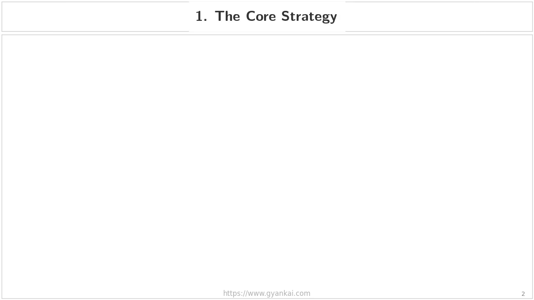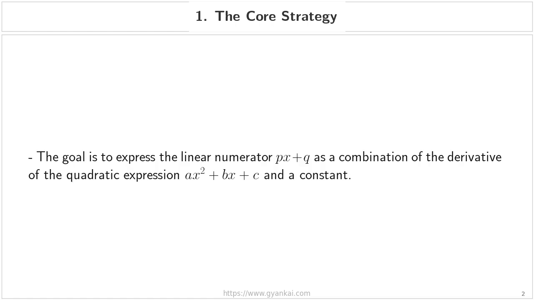1. The core strategy. Okay, so let's move on to slide 2, where we really get into the core strategy for tackling these integrals. As we discussed on the previous slide, the main difficulty arises because the numerator, px plus q, isn't a straightforward derivative of the expression inside the square root. Therefore, our goal here is to cleverly rewrite that linear numerator, px plus q, as a combination of two things: the derivative of our quadratic expression, x squared plus bx plus c, and a simple constant.